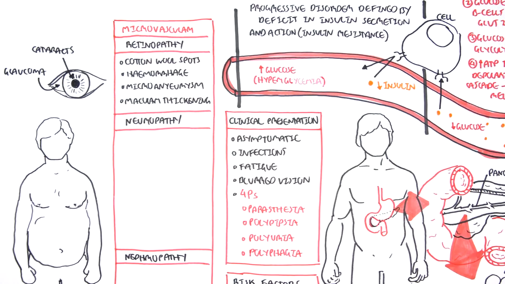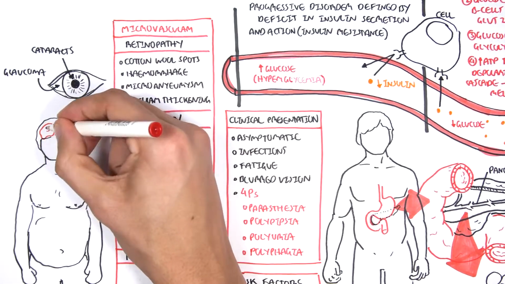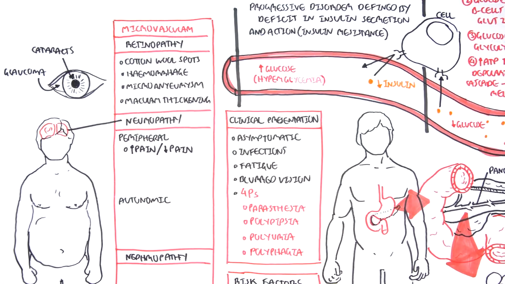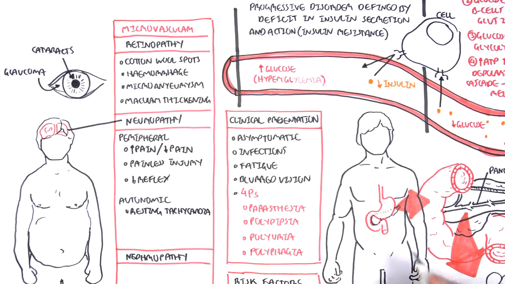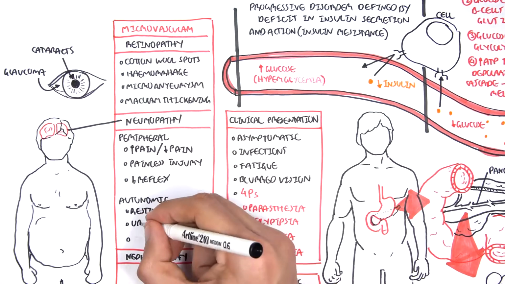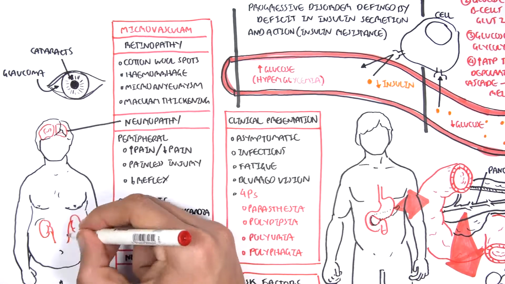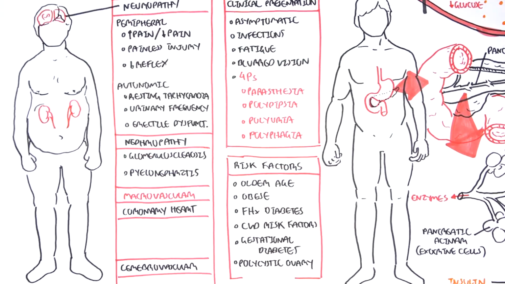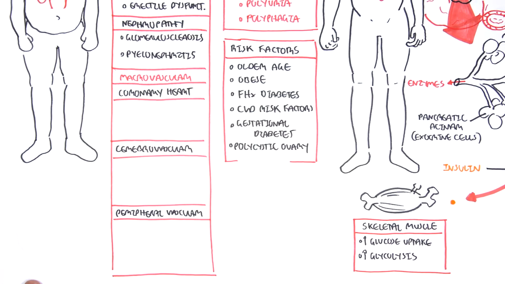Neuropathy complications can be divided into peripheral and autonomic neuropathy. Peripheral neuropathy includes a decrease or increase in pain sensation, painless injuries, and decrease in reflex. Autonomic neuropathy includes resting tachycardia, urinary frequency, and erectile dysfunction in men. Nephropathy complications include glomerulosclerosis and pyelonephritis. Pyelonephritis is infection of the kidney.